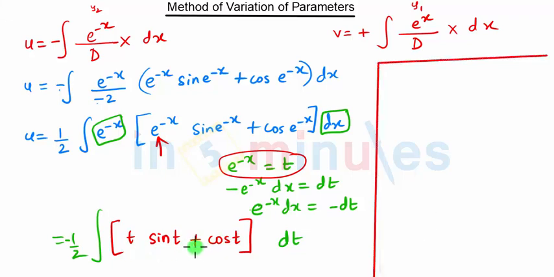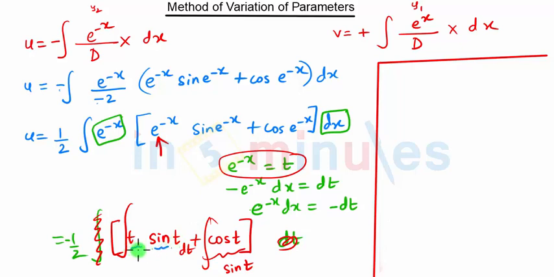So if you see, this integration can be taken inside the bracket, so we get integration of t sine t dt into integration of cos t. What is integration of cos t? This integration is nothing but sine t. And what is integration of t into sine t?